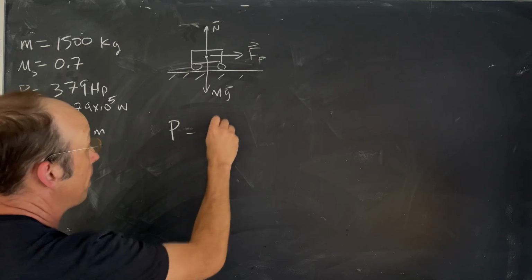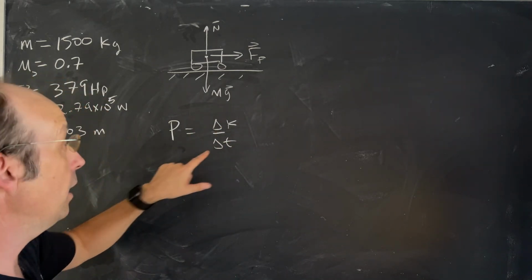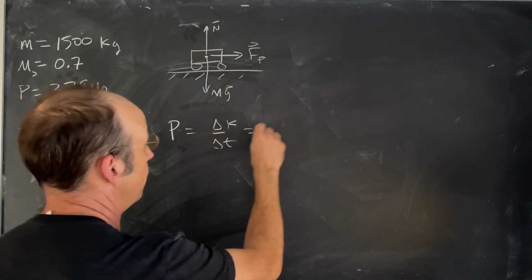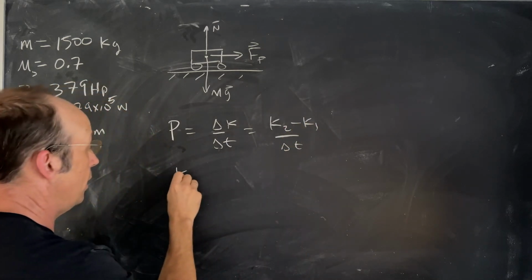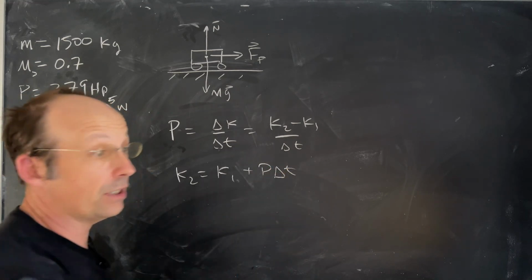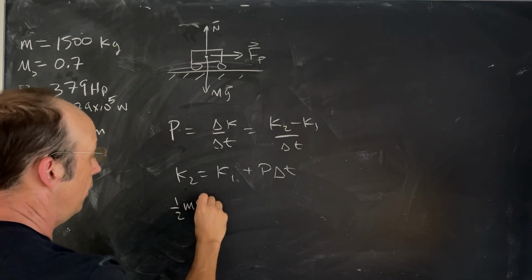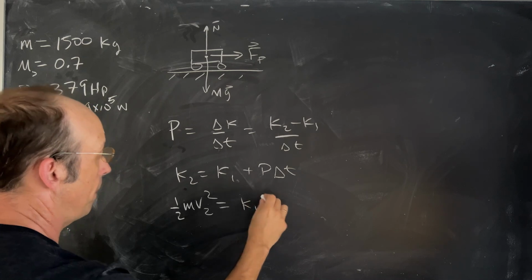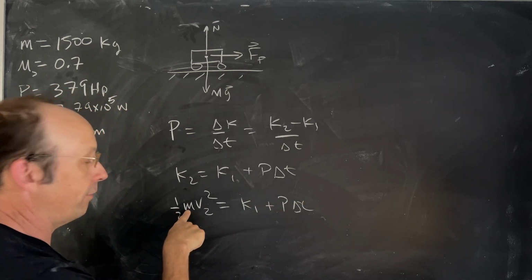But if I say power is the change in kinetic energy with respect to time, and that's constant, then in each of these time intervals I can use that to calculate the change in kinetic energy. So I could write this as K2 minus K1 over delta T. So K2 is K1 plus P delta T. But then I'll need to calculate the velocity. So this is 1/2 m v2 squared equals, let's just say K1 plus P delta T. And then I just need to multiply by 1/2, divide by the mass, and take the square root.